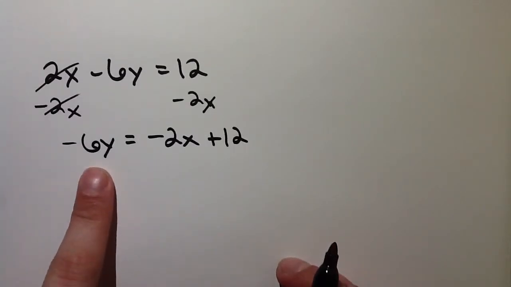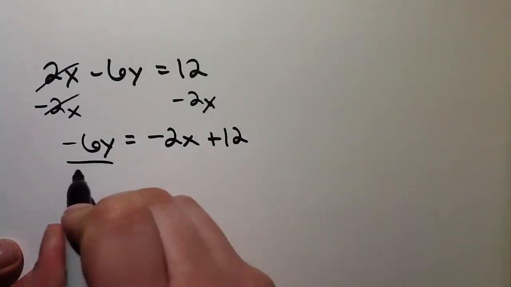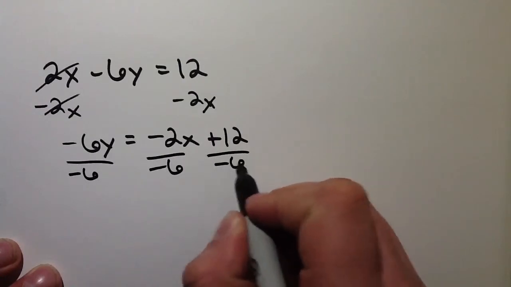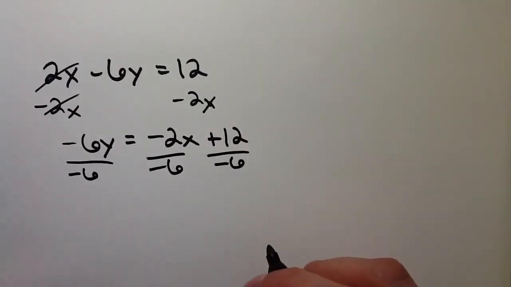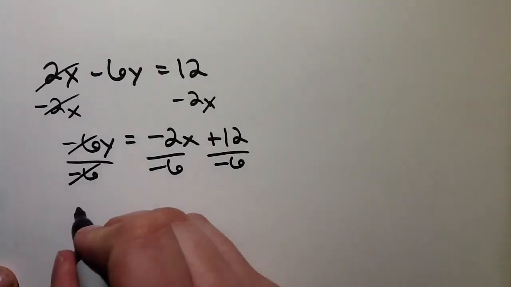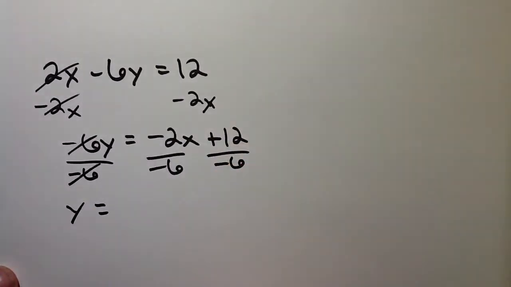Now I still have a negative 6 attached to my y. I want to undo that negative 6. I undo that with division. So I need to divide every single thing in my equation, or every term, by negative 6. Here the negative 6's cancel out. We're left with y equals, a negative over negative is a positive.